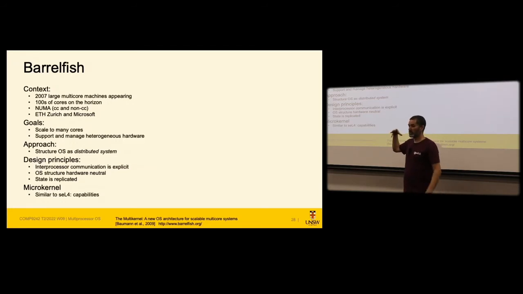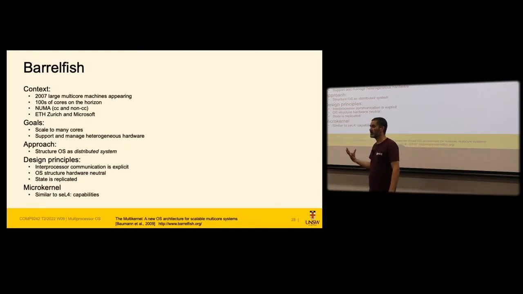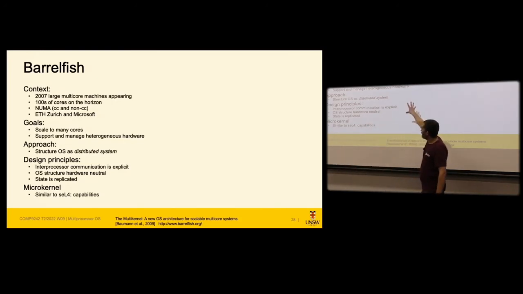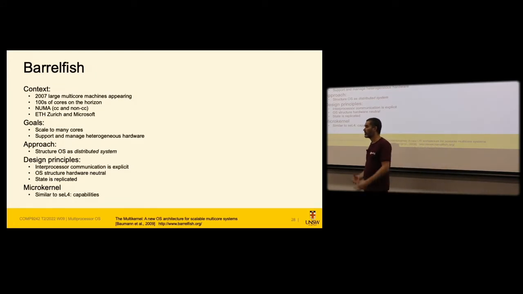And the goal, again, is to look at how do we make an operating system that can scale to many cores, to hundreds of cores? And another thing they looked at, and we'll talk a little bit about that later, is how to support and manage heterogeneous hardware. Not only are we getting more cores, but we're starting to get heterogeneous cores as well. How do we deal with that in the same operating system?